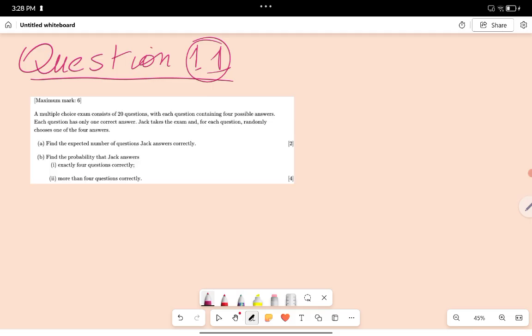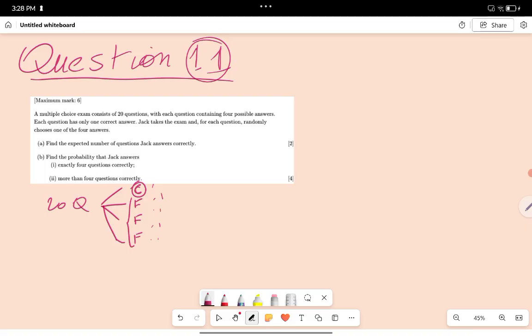Okay, so a multiple choice exam consists of 20 questions. So we've got 20 questions, with each question containing 4 possible answers. So every question has 4 possible answers. Each question has only one correct answer. So we will have 1 correct and 3 false, right? So in this case, the first answer is correct and the other ones are false, but you have many different ways of having that, right?